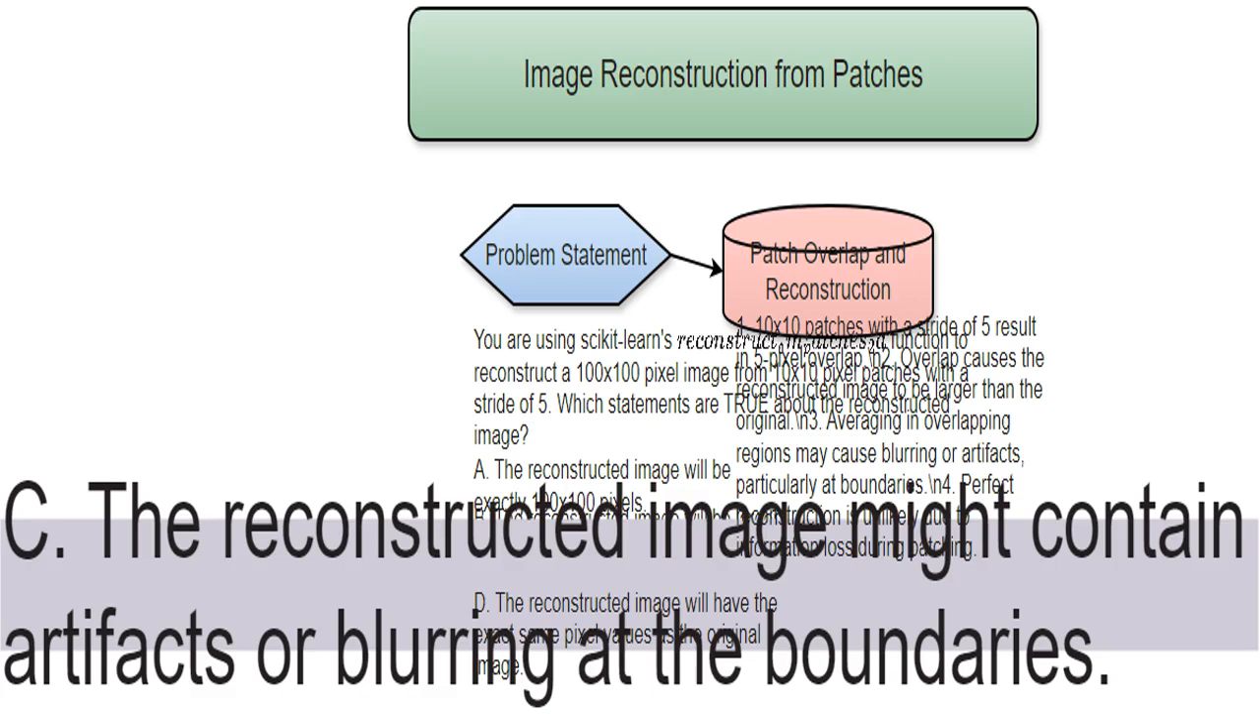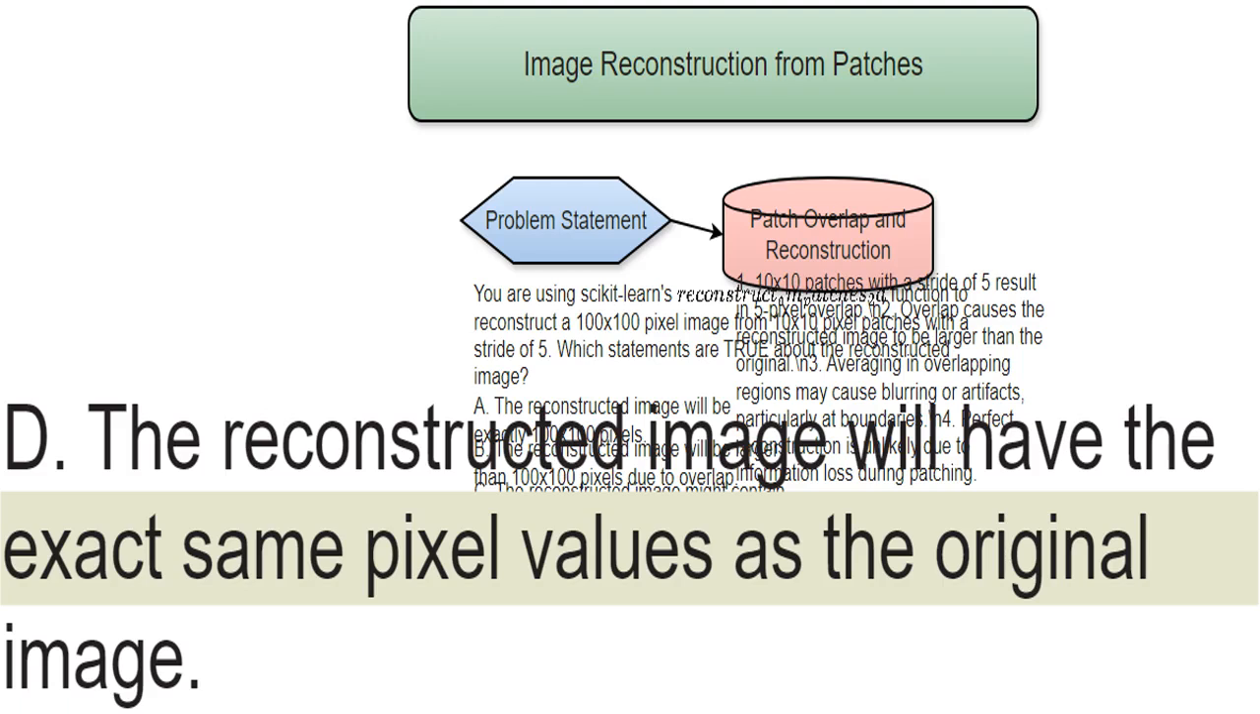This statement recognizes that the reconstruction method averages pixel values in overlapping areas, which can lead to a loss of sharp edges and cause blurriness or artifacts, particularly at the edges. Makes sense. Averaging tends to smooth things out. This option suggests a perfect reconstruction, but this will almost never happen because of the averaging that occurs during the process of patch reconstruction. It's not possible to get the exact original back.